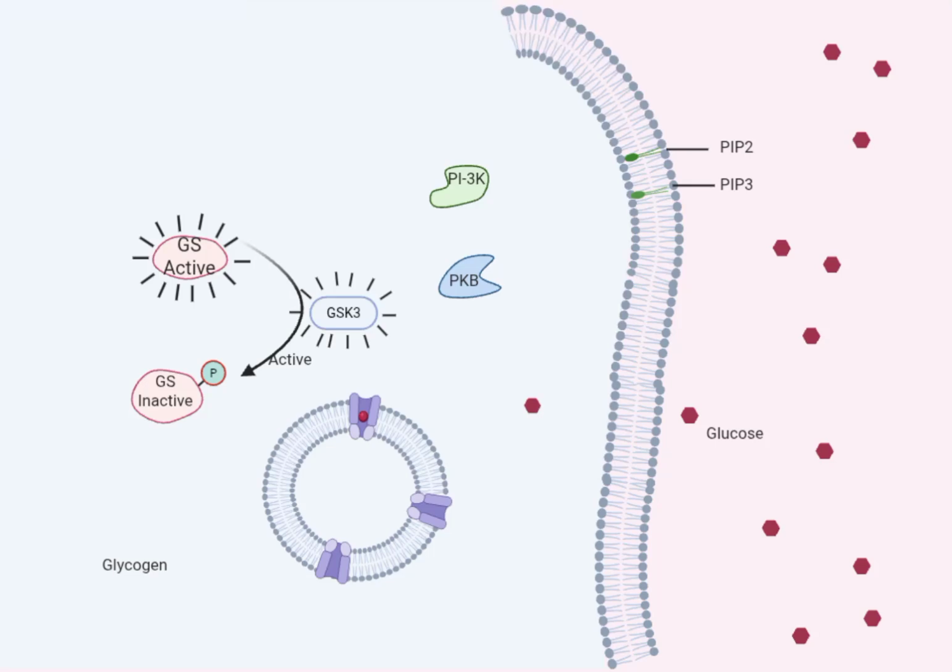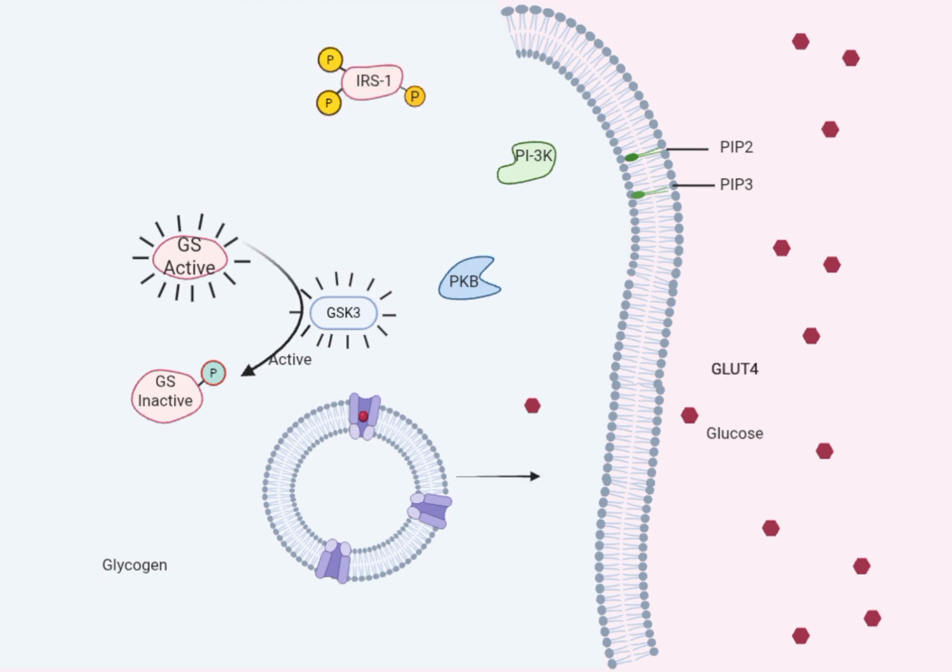Here, this is the scenario of a cell when no insulin signal is present. Two things we can see here: the huge amount of glucose that is waiting outside the cell to enter inside the cell, and at the same time glycogen synthesis is also completely stopped. Why? Because the glycogen synthase enzyme is deactivated because of the phosphorylation.